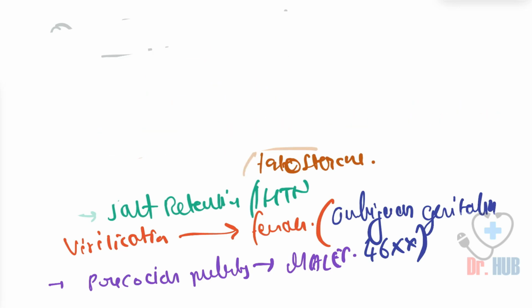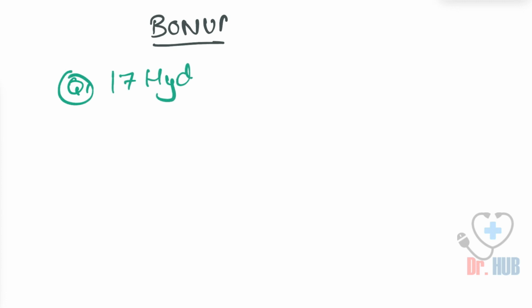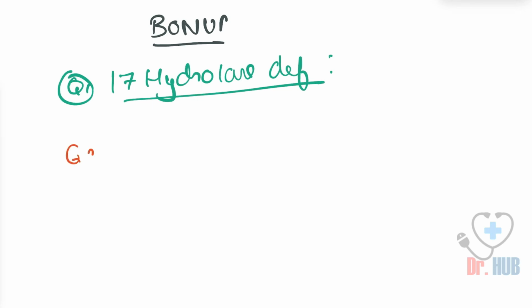Next we'll be moving on to some bonus questions, so you can answer these questions in the comments. The first question we want to ask is, what is the 17 hydroxylase deficiency about? And the second question will be, the 3 beta HSD deficiency. What is it about?